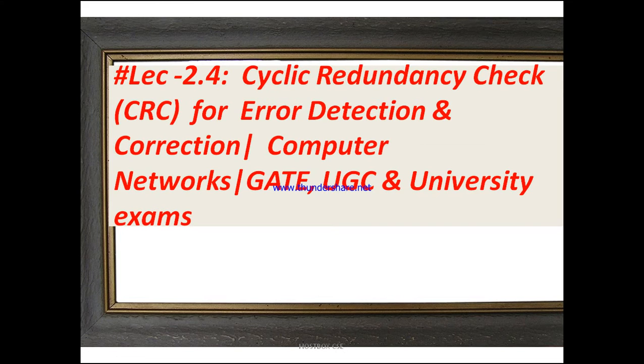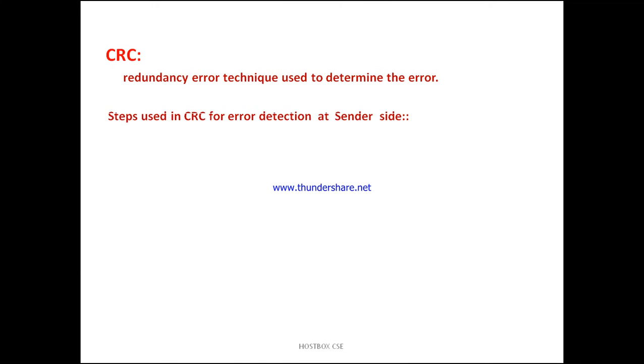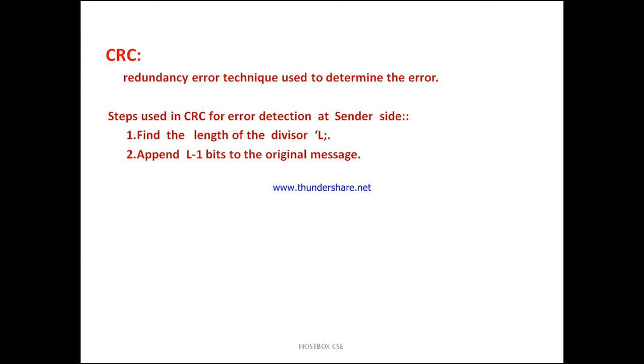Let's go for today. Cyclic redundancy check is one of the techniques used to determine errors. Here are the steps used in CRC for error detection at the sender side. We have to check both sides, sender side and receiver side. The steps involved: first, find the length of the divisor L. Then append L-1 bits to the original message and perform binary division, and the remainder of the division becomes the CRC, that is the cyclic redundancy check.